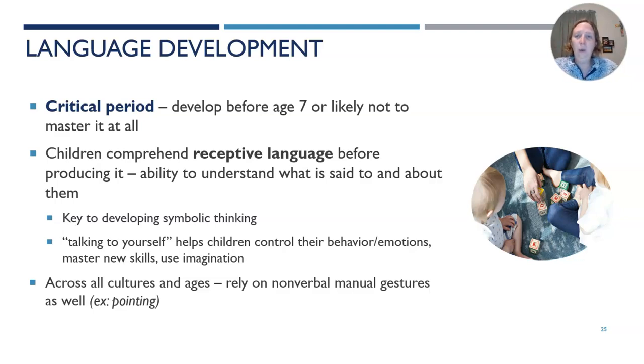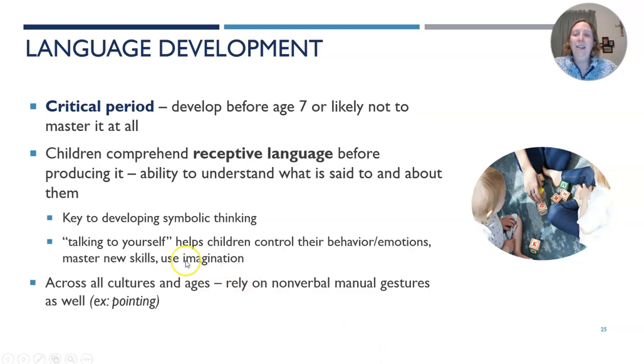So the critical period for language is that you must be exposed to and practice and start to learn before age 7, or you are likely not to master it at all. Unfortunately, we do have some famous cases of child abuse where children were not allowed to interact with anyone else and were isolated. In one specific famous case study that I'm thinking of, a girl, I believe, was isolated until she was maybe 9 years old, and she never really learned how to speak because she never learned it before the age of 7. We know that children can comprehend receptive language before producing it themselves, so they can understand what is said to them and about them before they can actually talk back.